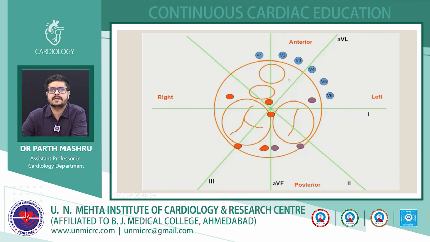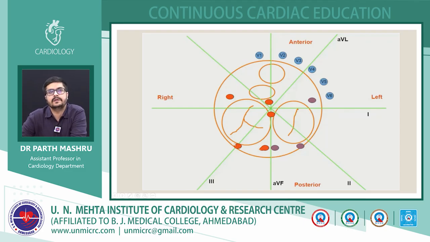For example, if the accessory pathway is somewhere over here, on the left side, on the mitral annulus, the delta wave will be opposite to the left sided lead. So there will be a negative deflection in lead 1, which will suggest that the pathway is on the lateral side.